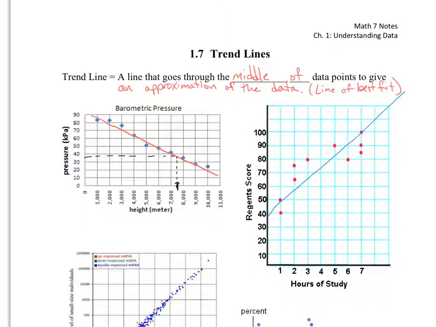Now, notice this does not say percentage. If that said percentage, then you wouldn't want to be more than 100. But in this case, it doesn't say percentage. If it said percentage, you would stop at 100 here with everything. What about 4 hours of study? You would be at 73, 76, 78. Somewhere between 70 and 80. So line of best fit helps us estimate or answer some other questions.